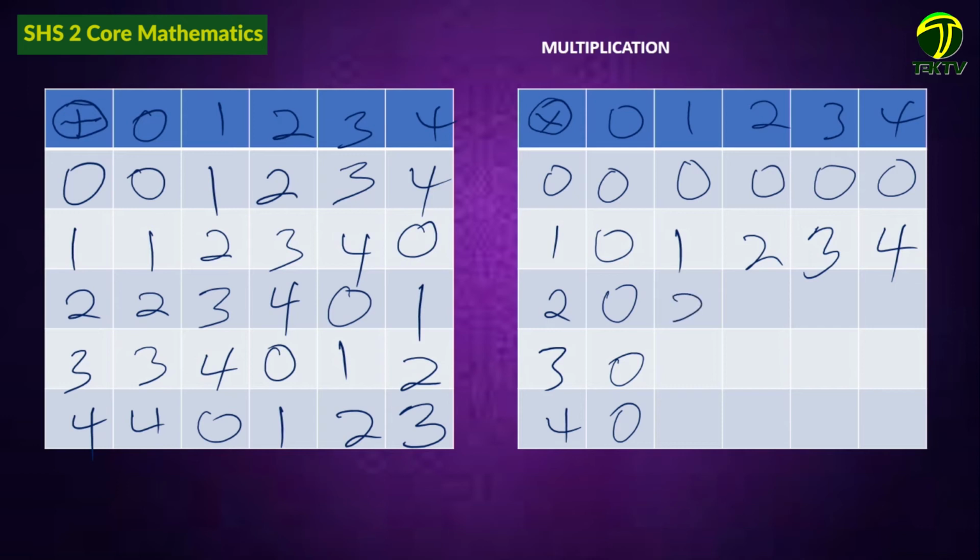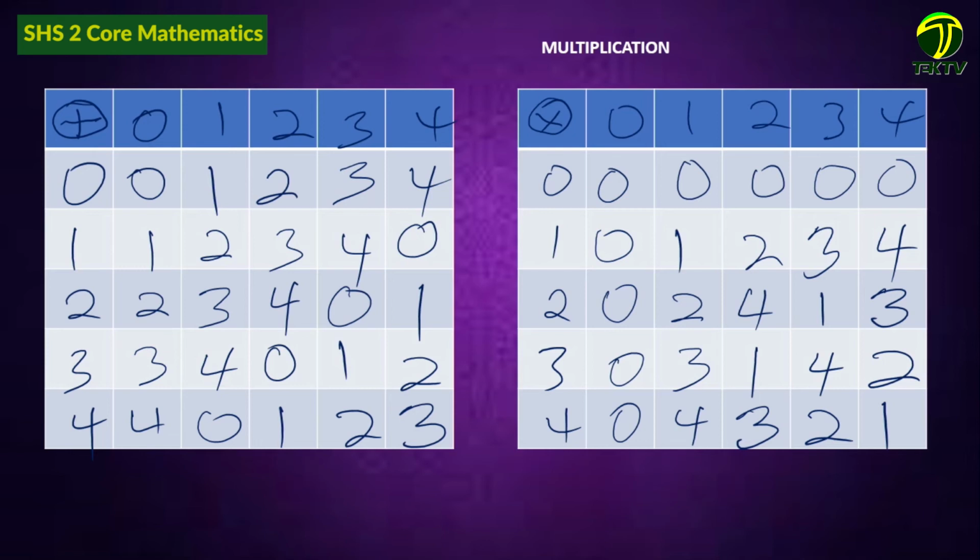2 times 1, 2. 2 times 2, 4. But 2 times 3, 6. 6 in mod 5, 1. 2 times 4, 8. 8 in mod 5, 3. 3 times 1, 3. 3 times 2, 6. Remember, 1. 3 times 3, 9 in mod 5, 4. 3 times 4, 12. 12 in mod 5, 2. 4 times 1, 4. 4 times 2, 8. 8 in mod 5, 3. 4 times 3, 12. 12 in mod 5, 2. 4 times 4, 16 in mod 5, 1. So these are the tables for addition and then multiplication, respectively.